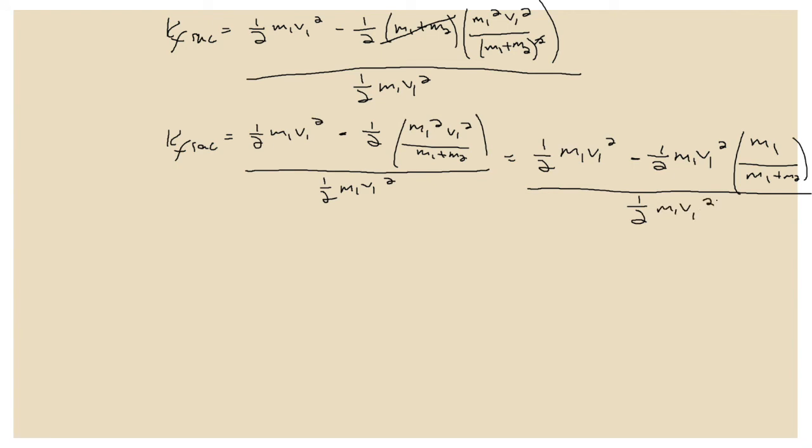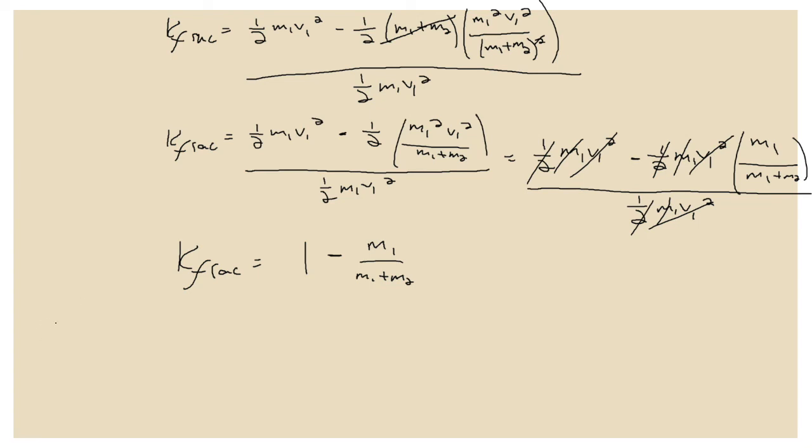And now here's the cool part. I got a half in every term, so it cancels. I got an m1 in every term, so it cancels. I got a v1 squared in every term, so it cancels. I got a 1/2 m1 v1 squared in every term, so it cancels. And so what I'm left over with then, after all of those cancellations, is 1 minus this, m1 over m1 plus m2. This equation is kind of gross because I have 1 minus this fraction.